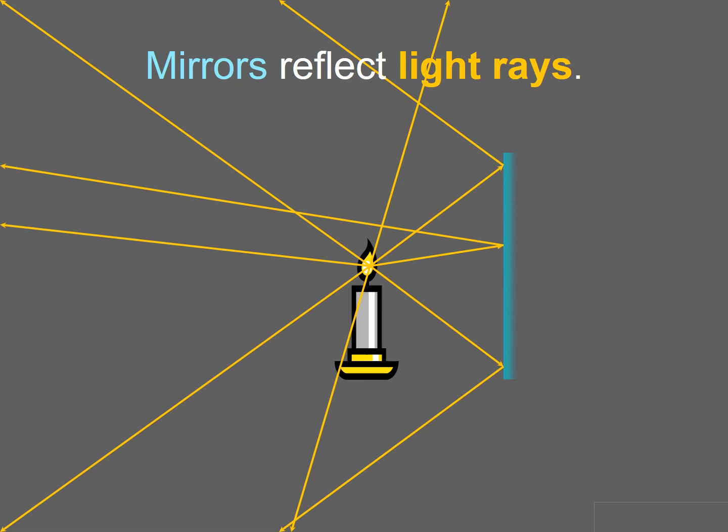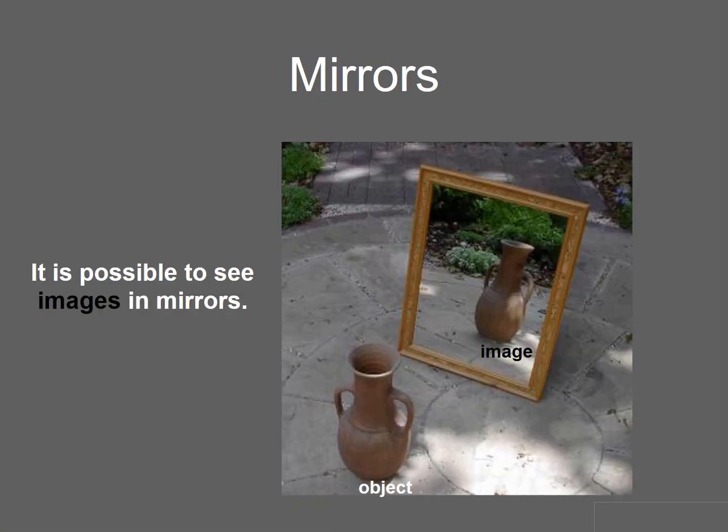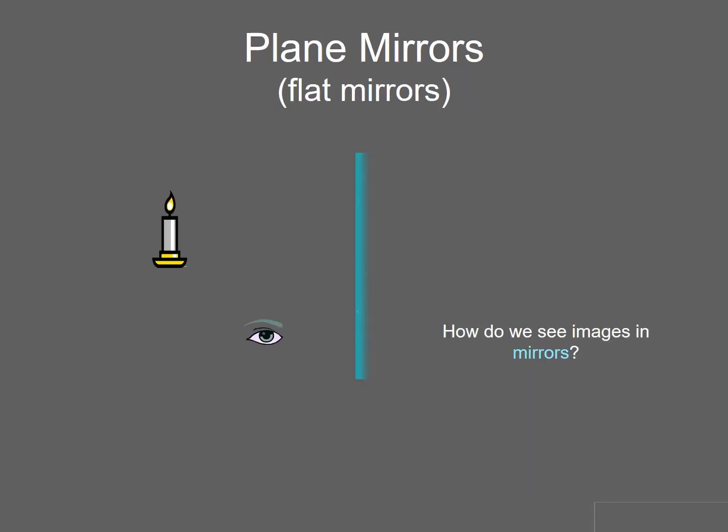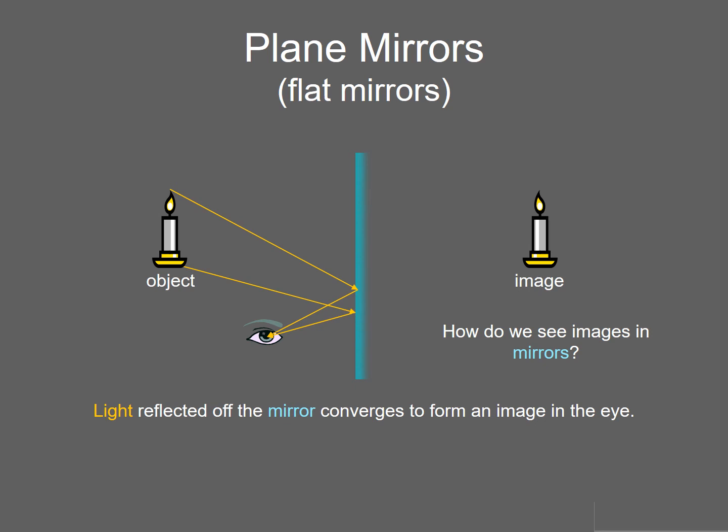Mirrors reflect light rays. It is possible to see images in mirrors. Now, there are a couple of different kinds of mirrors. This video is simply about a flat plane mirror, like you see in the picture or you see in your bathroom or on the wall in your house. So what's going on with a flat plane mirror is you have light reflecting off it, and a whole bunch of these beams are going to converge in your eyeball, and your eyeball is going to see something in the mirror. So light reflects off the mirror and converges to form an image in the eye.